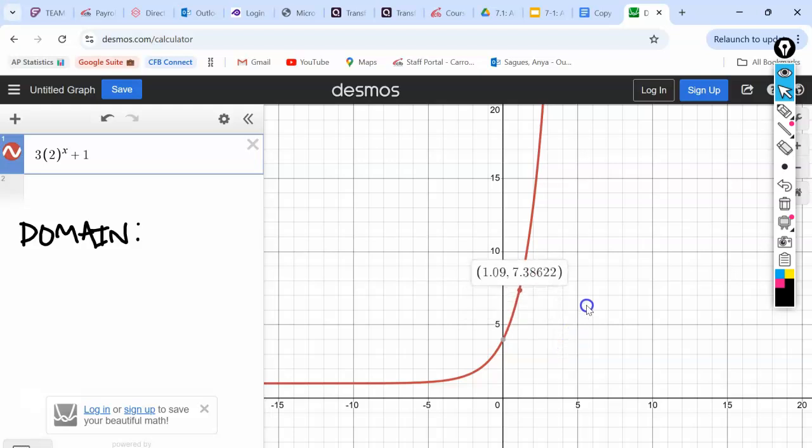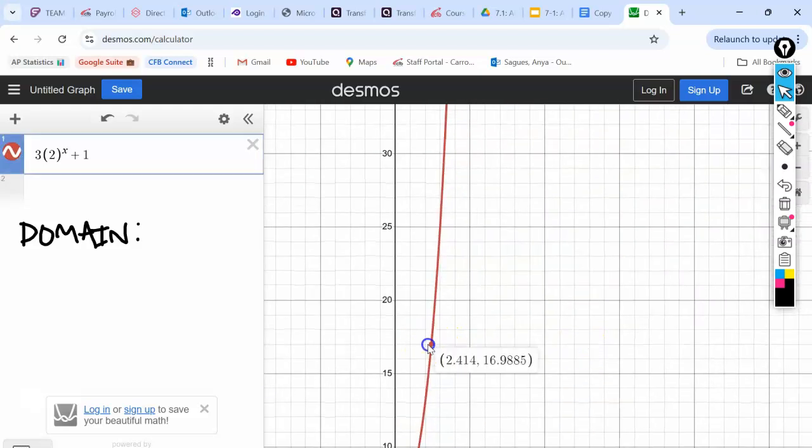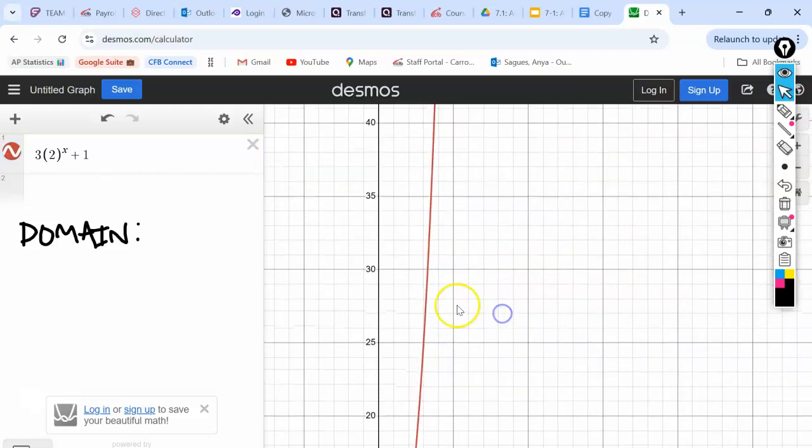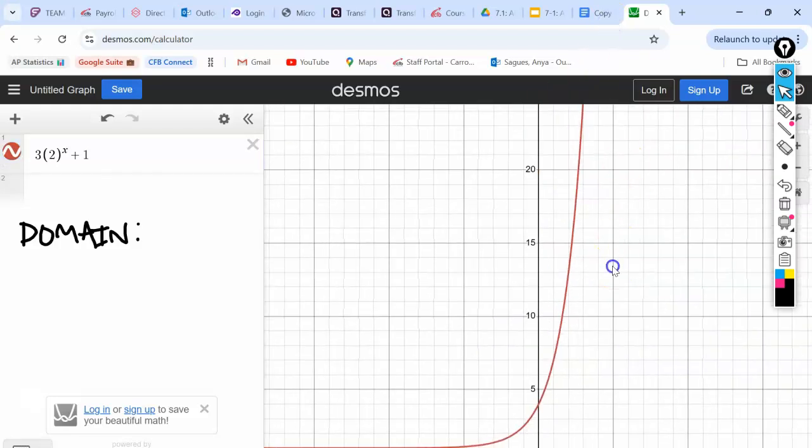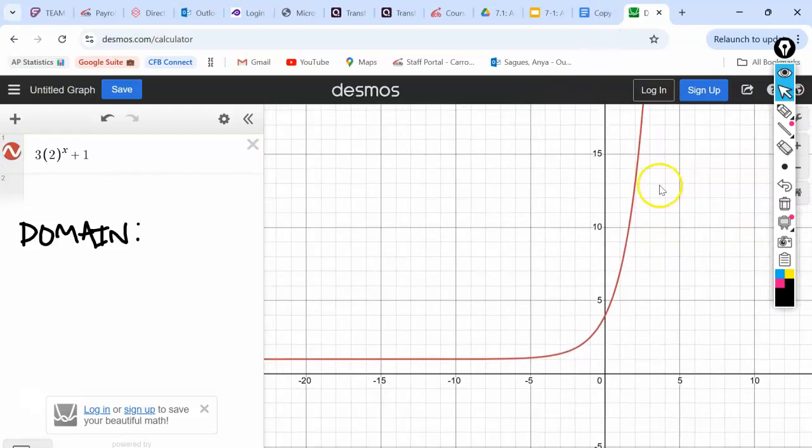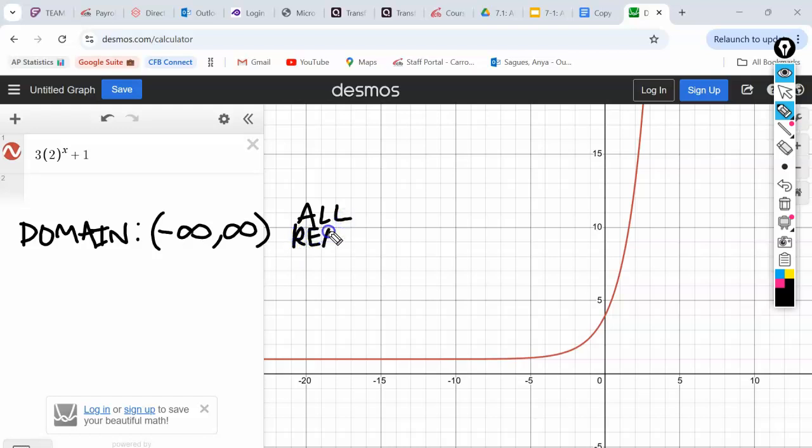And then I do the same thing looking to the right. And even though it doesn't look the same as the other side, I see that that x value is not going to stop. Doesn't look like it's going to stop. So my domain is negative infinity to positive infinity. We can also say all real numbers.